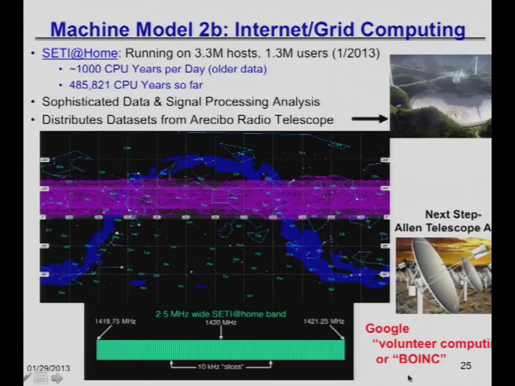Let me say that if you go to BOINC, which is the Berkeley Open Infrastructure for Network Computing, you can find their website, all of these different activities.